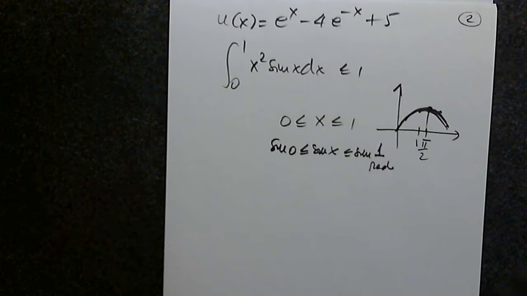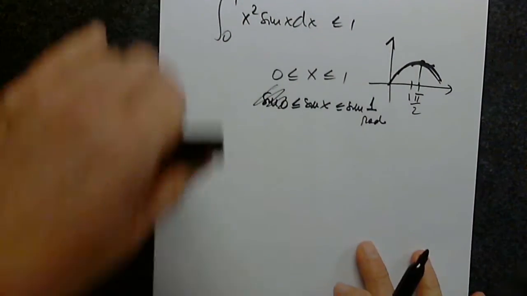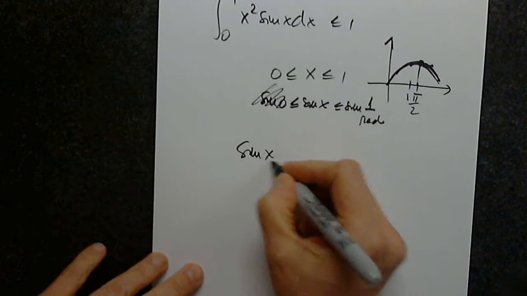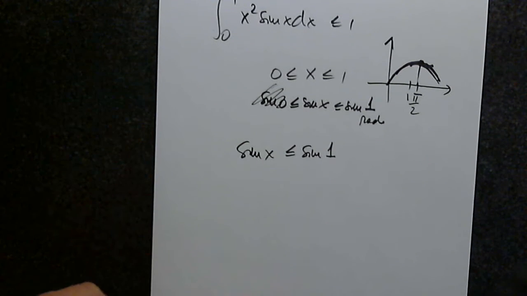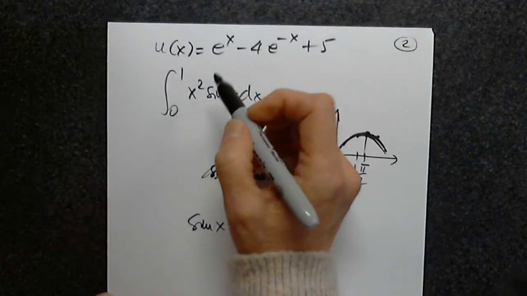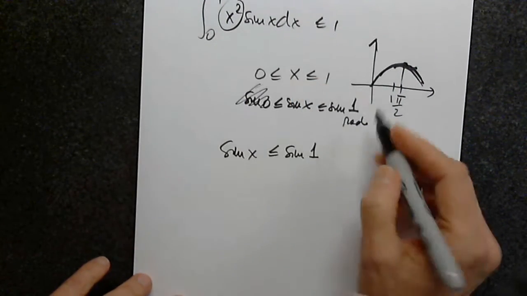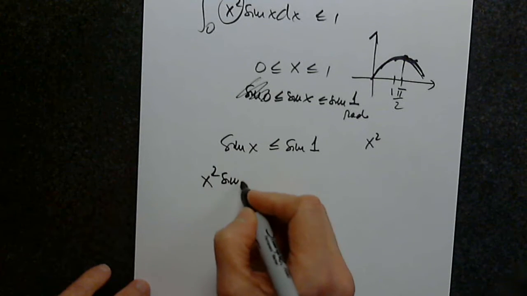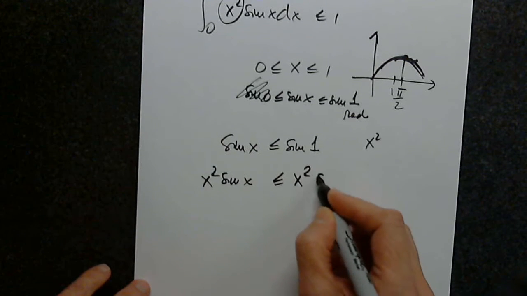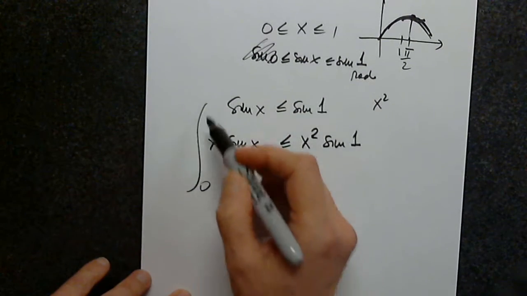Okay, so now, since I don't have the left-hand side, I'm going to drop this side. It doesn't matter. So I only know that sine x is less than or equal to sine 1 for x between 0 and 1, of course. So therefore, I am allowed to multiply both sides by x squared. So then I have x squared sine x less than or equal to x squared times sine 1. And then I integrate from 0 to 1.